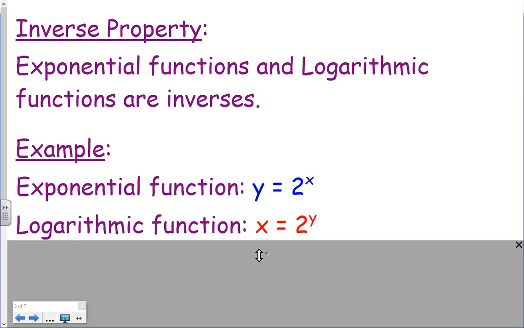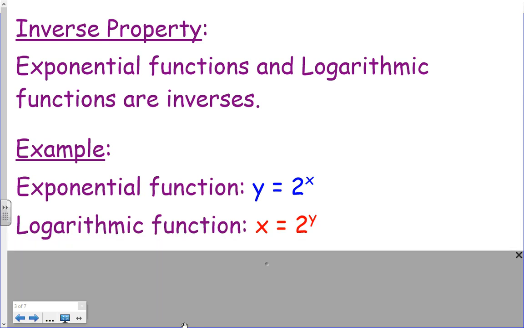For example, if you take an exponential function like y equals 2 to the x, that we recognize as an exponential function. It's in the form of y is equal to a times b to the x. A would be 1, b would be 2. There's our general form for an exponential function. If you swap your x's and y's, you're finding the inverse.